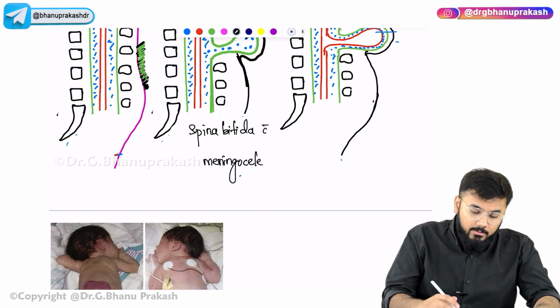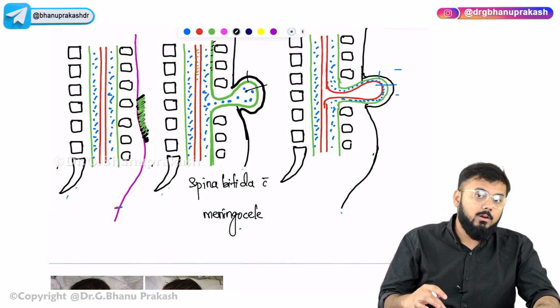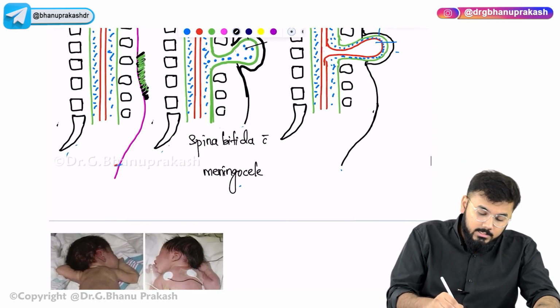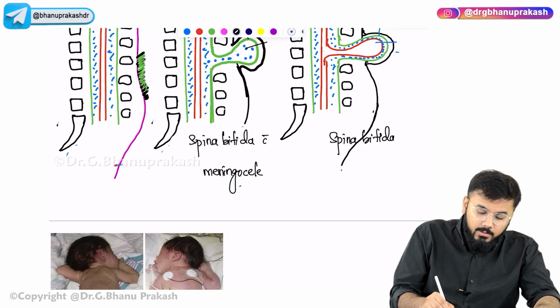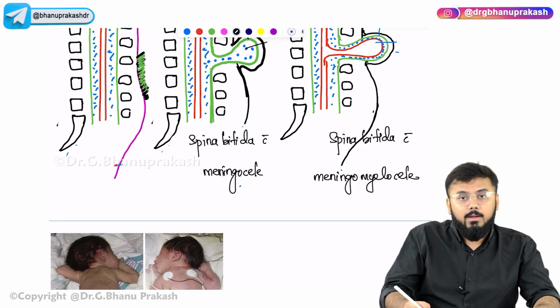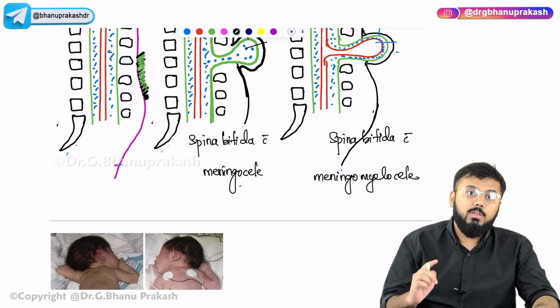Look at the next one. Not only meninges, even the spinal cord is also present. So this is spina bifida with meningomyelocele or myelomeningocele. Meningomyelocele or myelomeningocele. Okay, this is one of the important things.